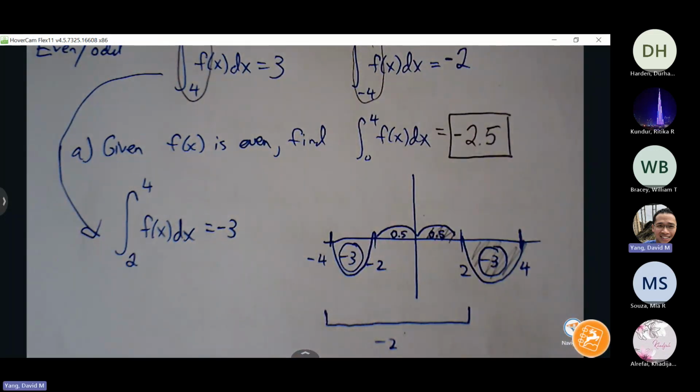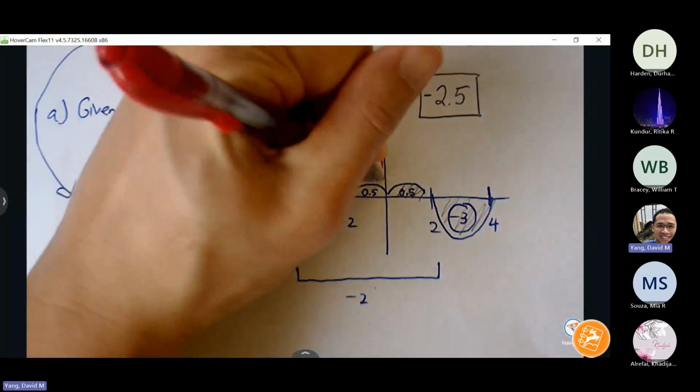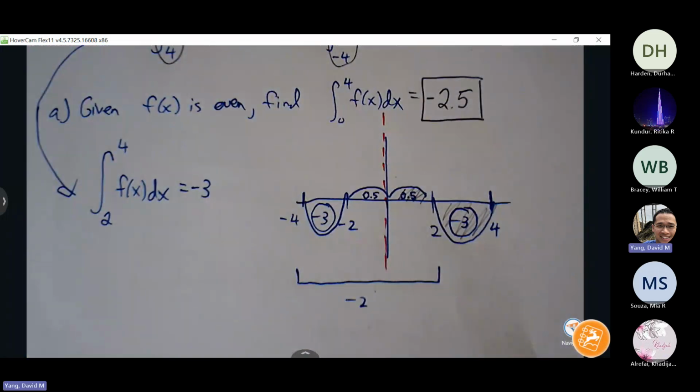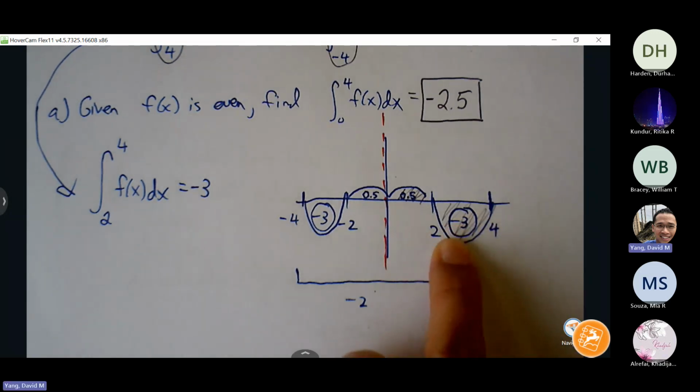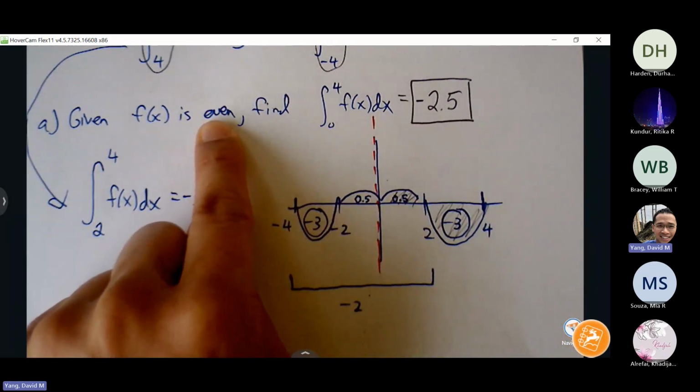So even function, imagine that there is a dotted line here, and I'm folding my paper across that dotted line. If it's an even function, the graph is going to be a mirror image on both sides. So if I have this side figured out, I know this side must also be the same thing because it's even. They're telling us it's even, so we can make that conclusion.